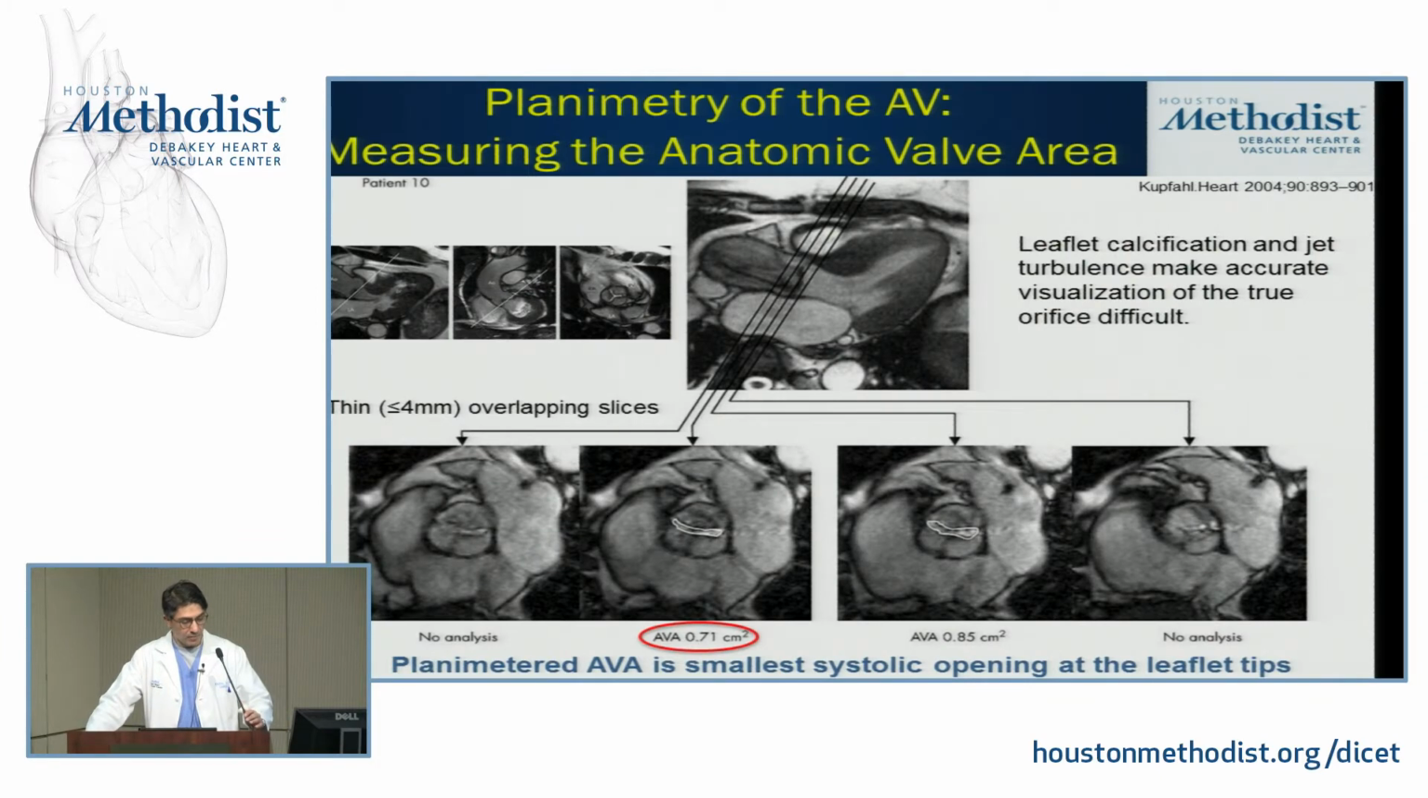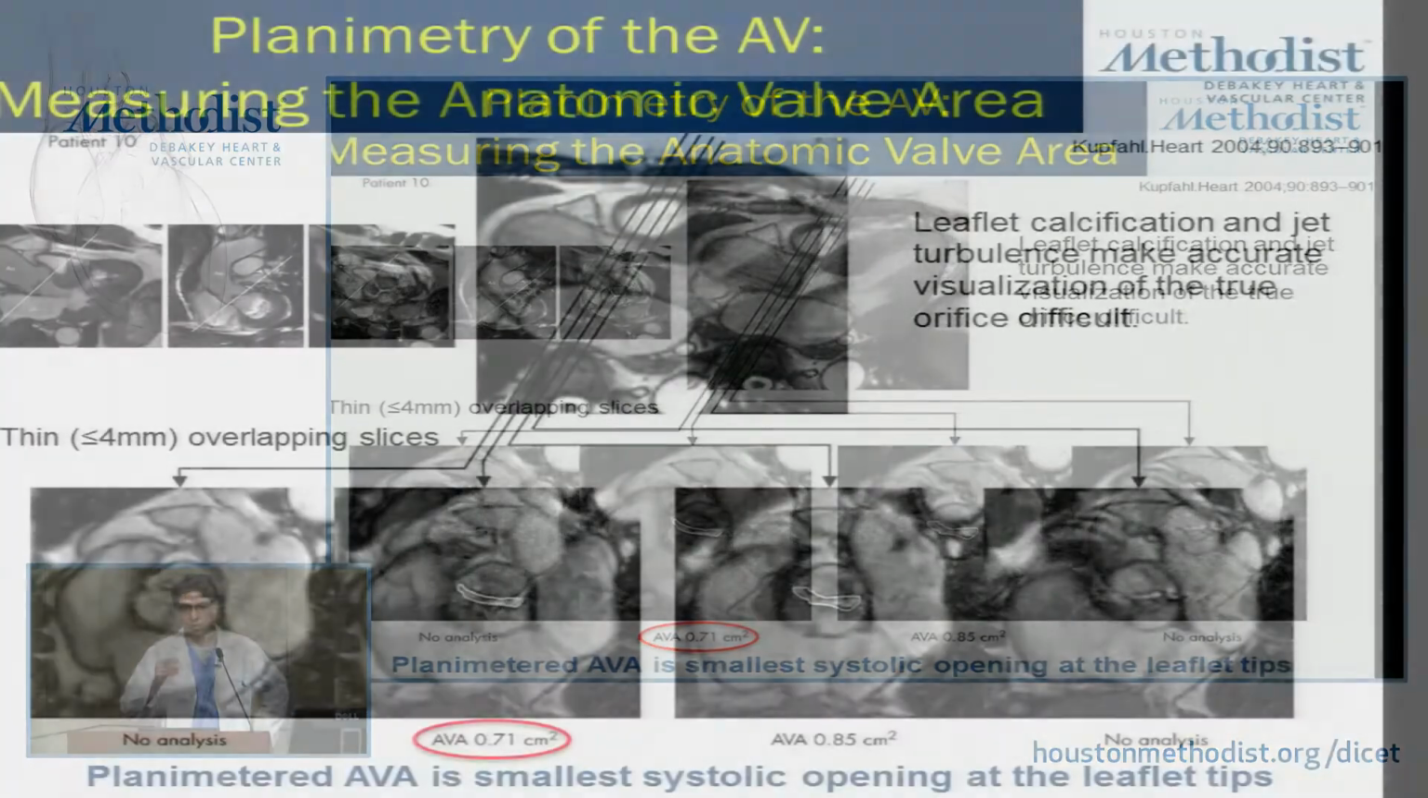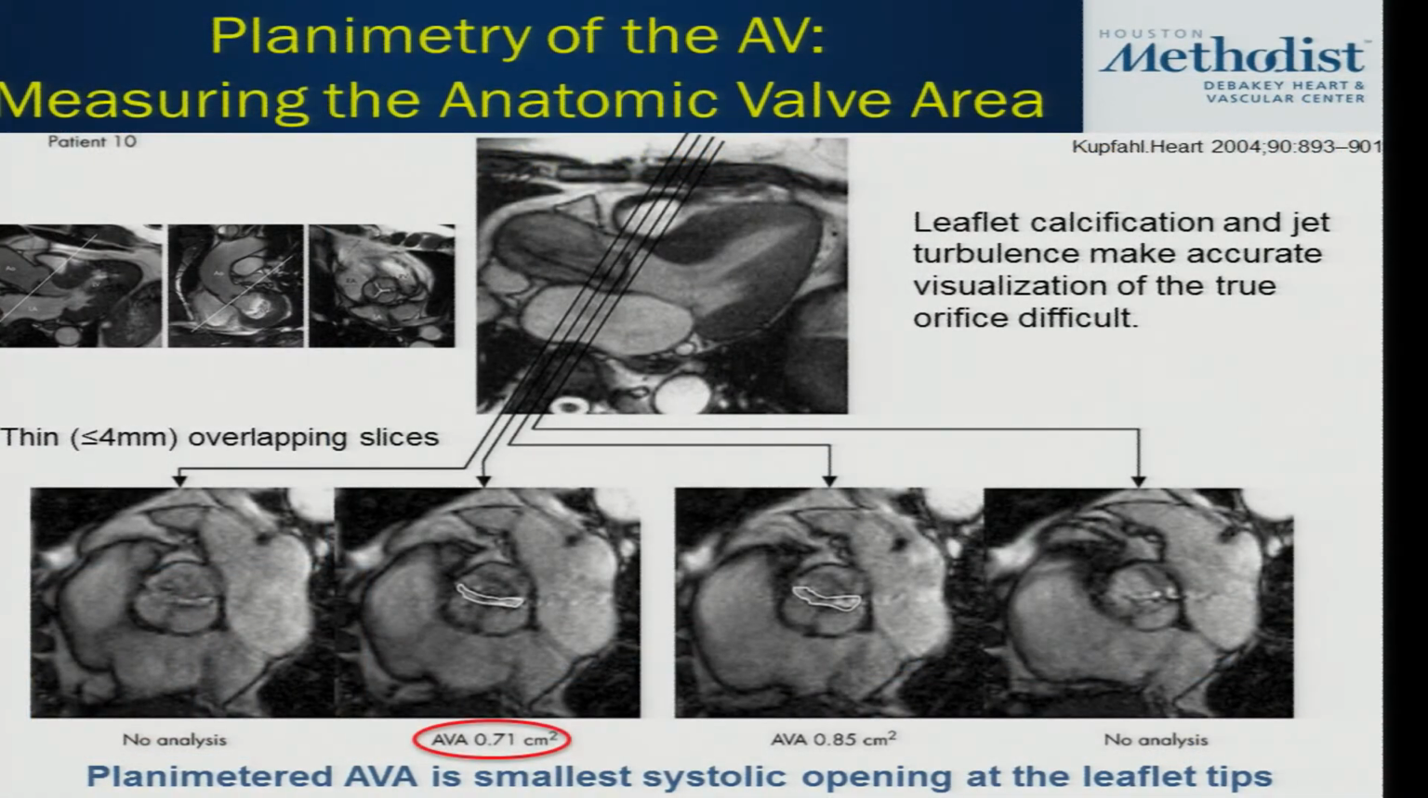So how do we go about measuring the valve area with CMR? This slide shows that we create a series of very thin, high-resolution cine images, starting at the level of the LVOT, and gradually creating a series of cuts throughout the aortic root. You get a series of short axis slices that you see at the bottom. The idea is to find the smallest systolic opening at the leaflet tips.